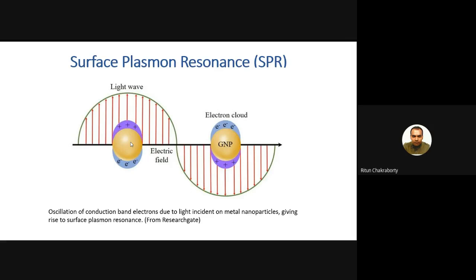This results in oscillation of the electron cloud about the GNP. GNP here means the gold nanoparticle. Such oscillation results in surface plasmon resonance. And here this is the light wave, or the electric field generated due to the light wave.